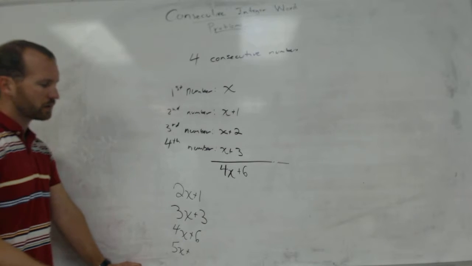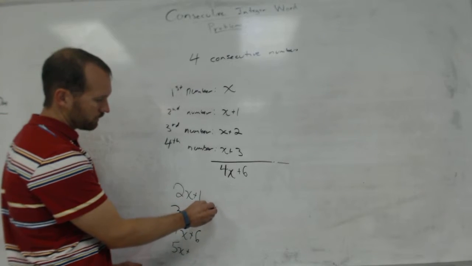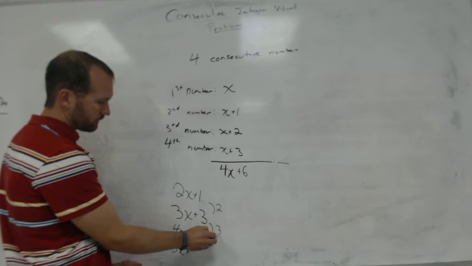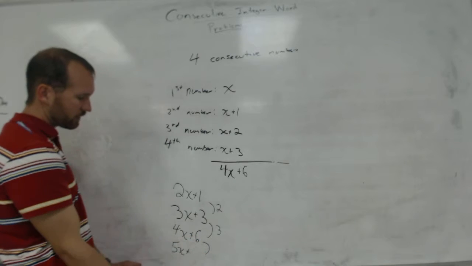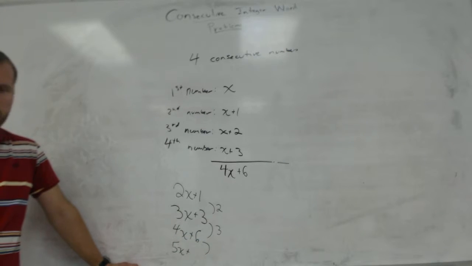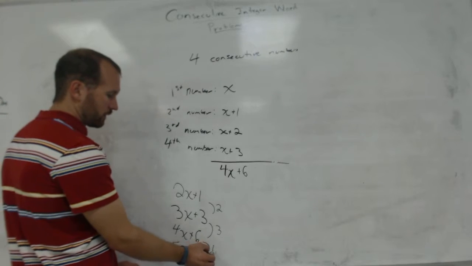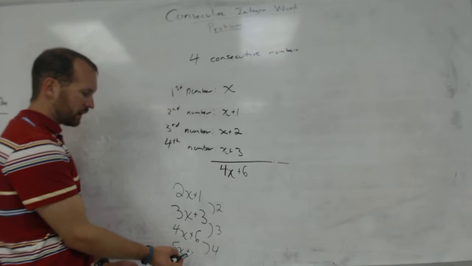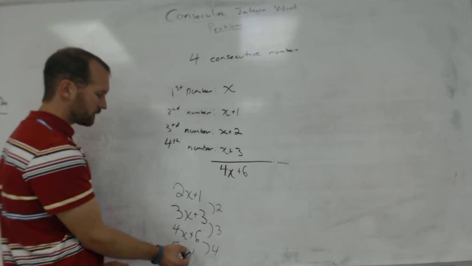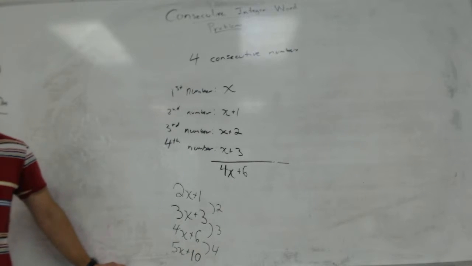What's the difference between these two? What's the difference from 1 to 3? 2. What's the difference from 3 to 6? 3. What do you think is going to be the difference between 6 and the next number? 4. Therefore, it's 5x plus... So 6 plus 4 is 9, right? No, 6 plus 4 is 10. 5x plus 10.